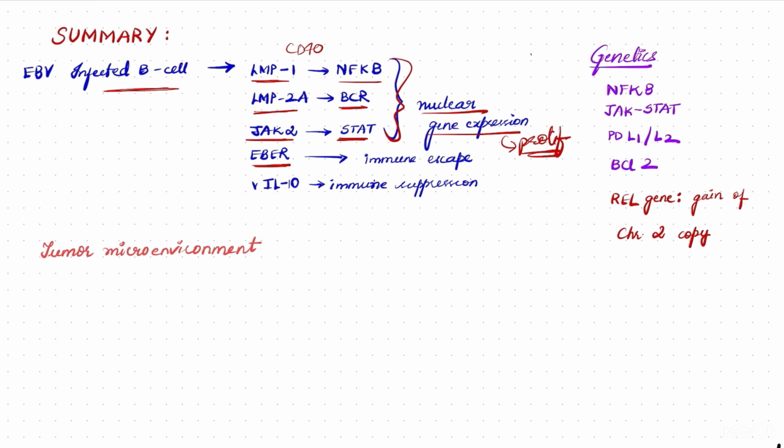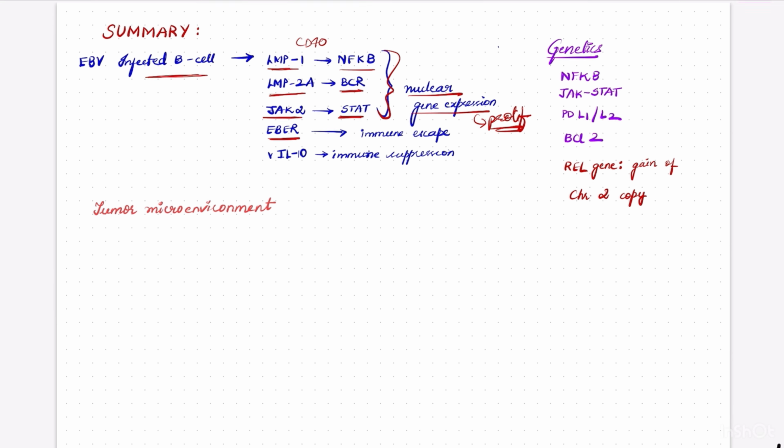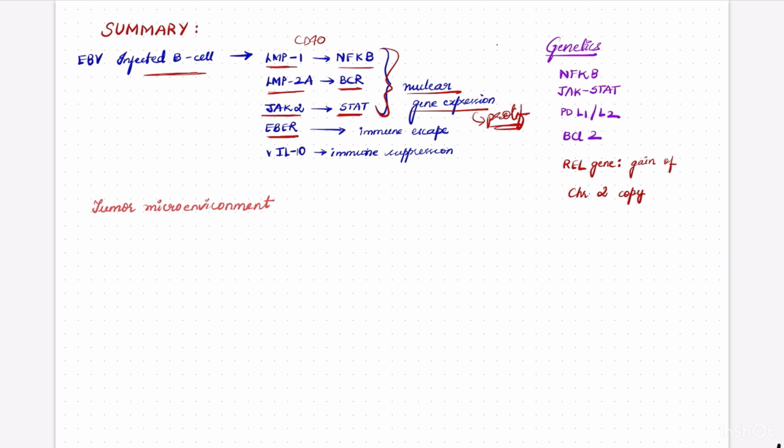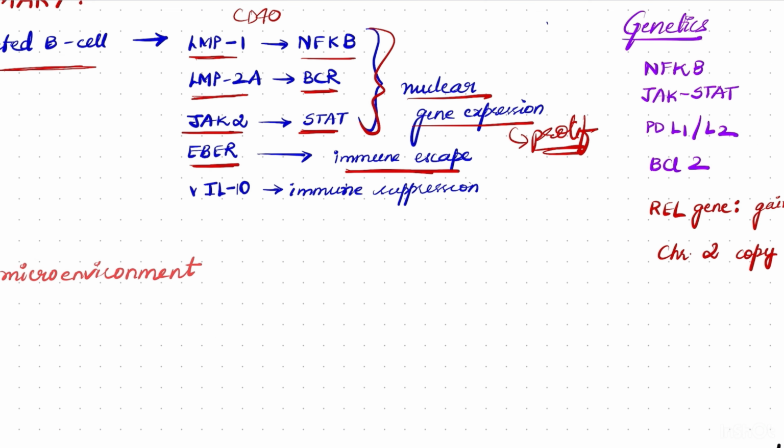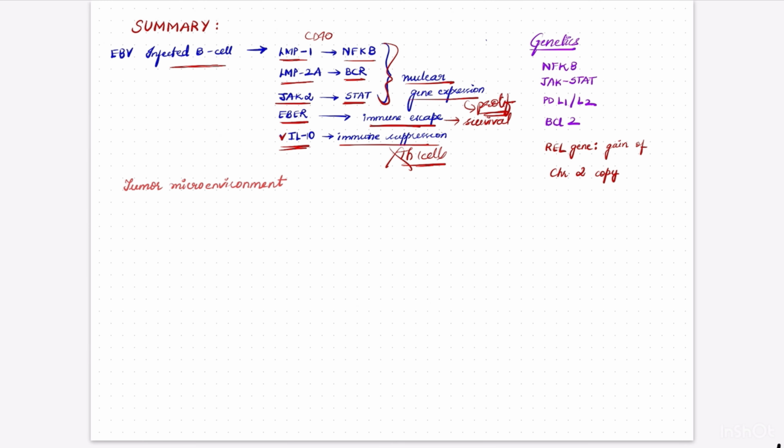Here, the Epstein-Barr virus encoded RNAs will inhibit apoptosis and cause immune escape. This is how it helps the survival of the infected B cells. And the viral interleukin 10 also causes immune suppression by suppressing the Th1 cell response.